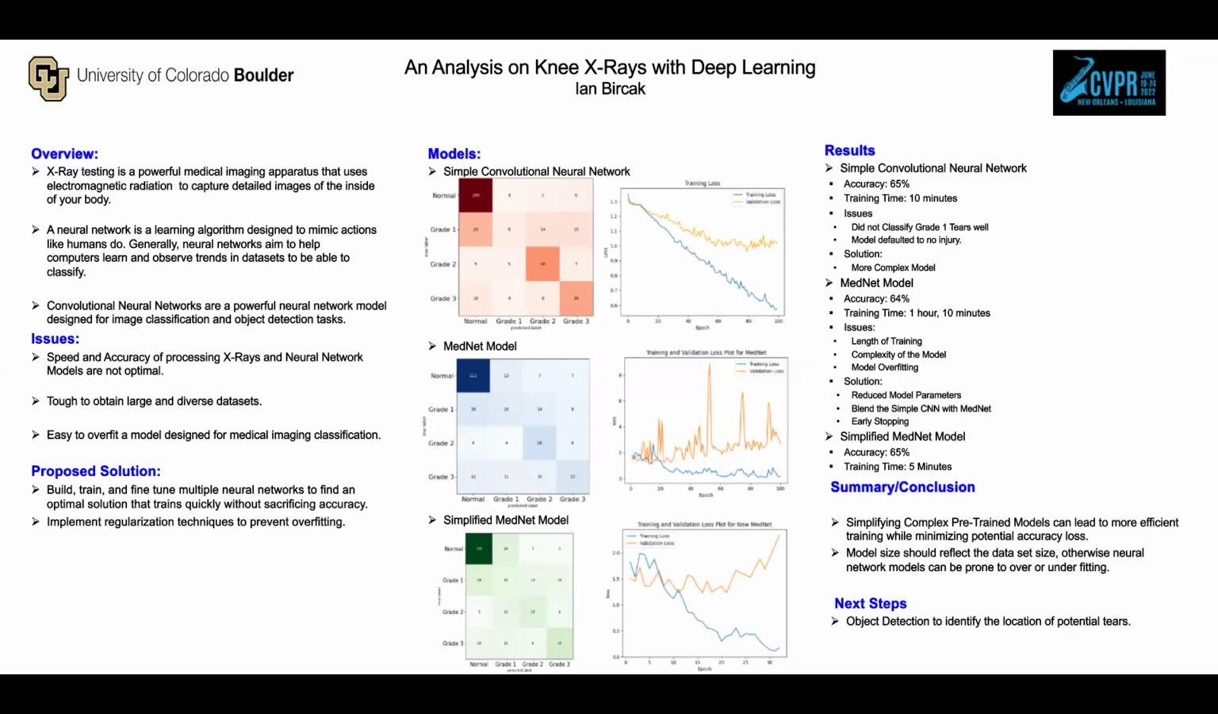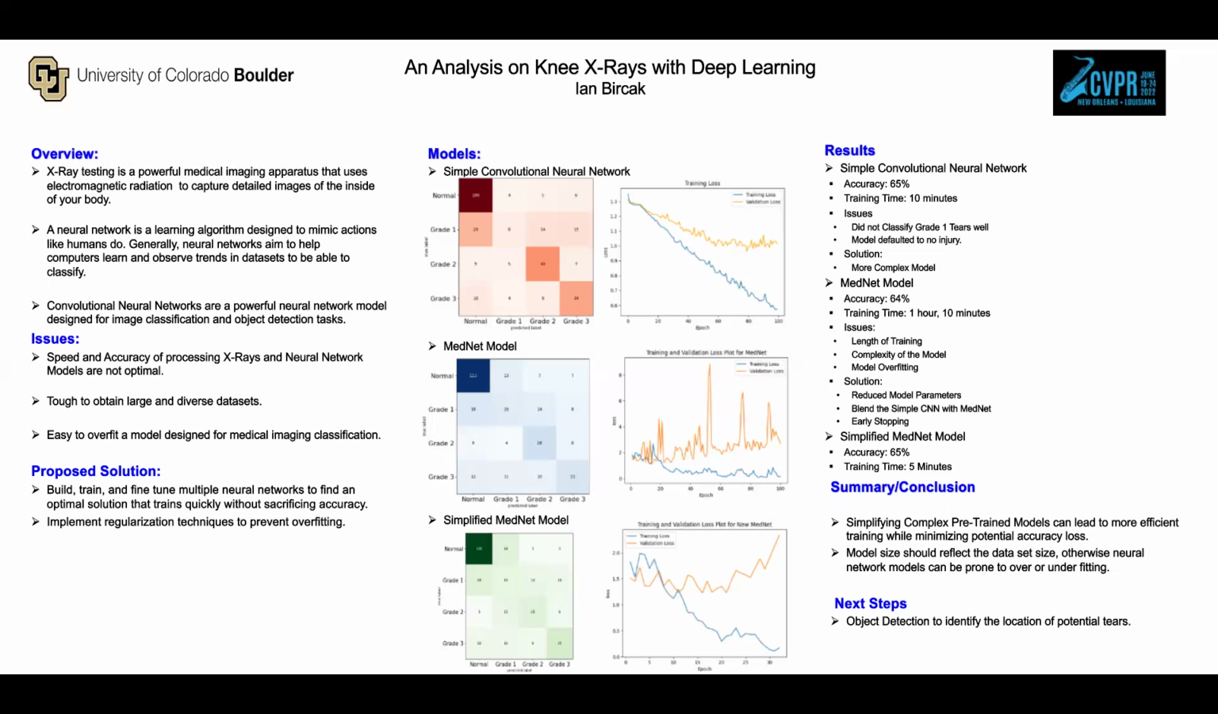However, when we look at the training and validation loss plot, we see that there is evidence of overfitting. We're not getting that decrease that we thought we would have, and there's a lot of noise, particularly in the validation loss curve. As a result, the model is overfitting. Therefore, we need to decrease the number of parameters and create a simplified MedNet model.